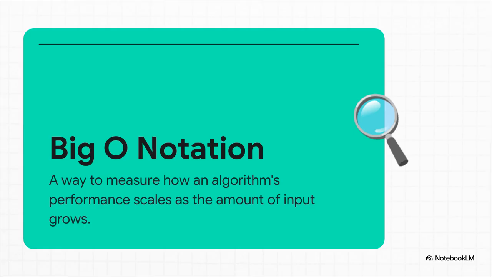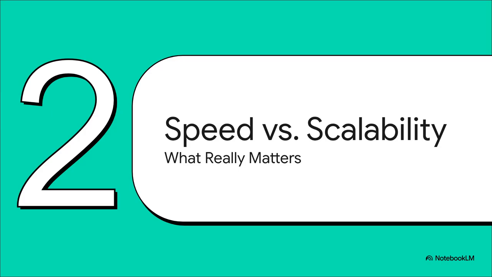Now, you can read the official definition right there, but I want you to focus on just two words: scales and grows. And here's the thing that trips a lot of people up. Big O is not about speed, it's not about measuring with a stopwatch. It's about something way more critical for building real-world applications.